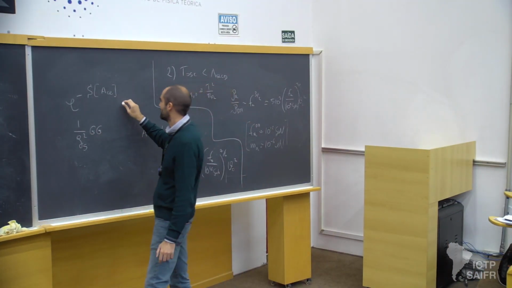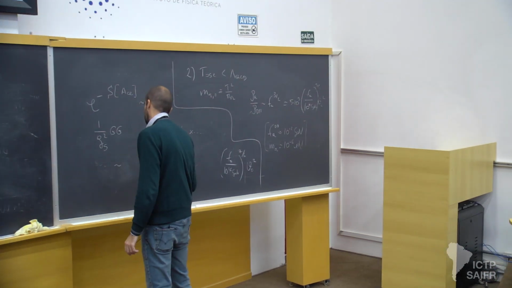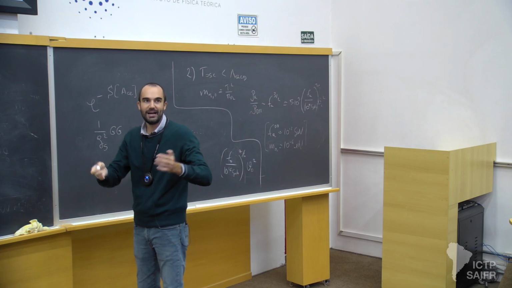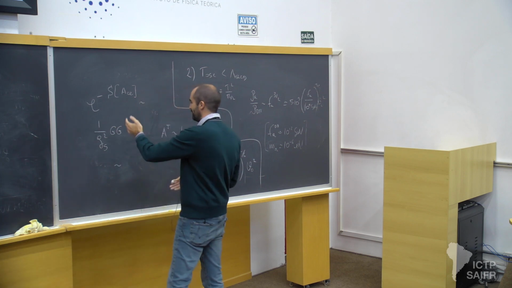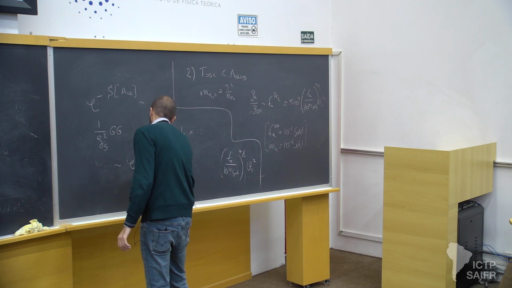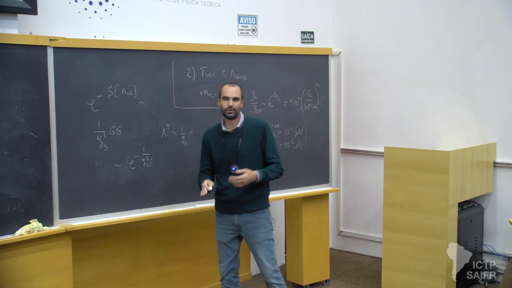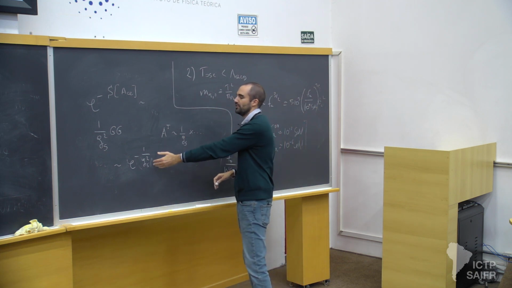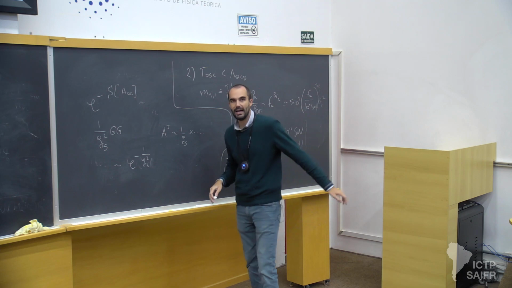So this means that essentially all transition probability amplitudes, so all physical processes involving instantons, are going to scale like 1 over the gauge coupling squared, okay? So this is also a way to show you that this is a non-perturbative effect, which is diverging when the coupling goes to 0.